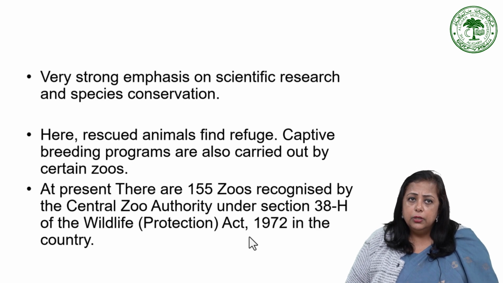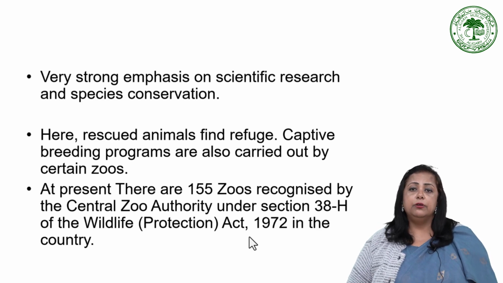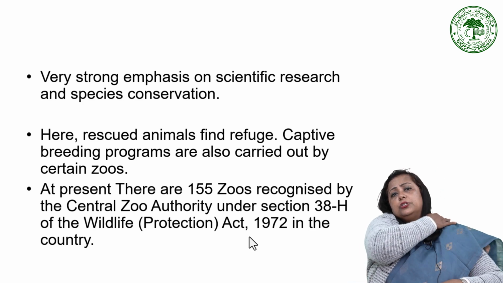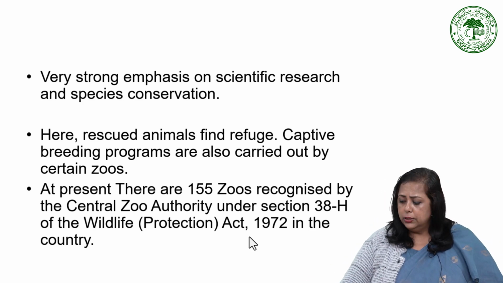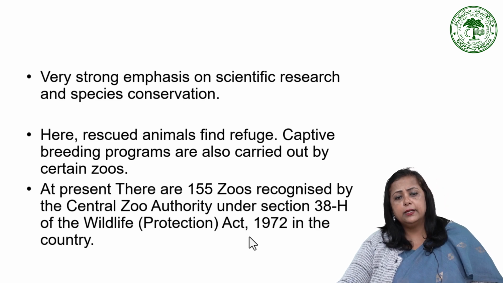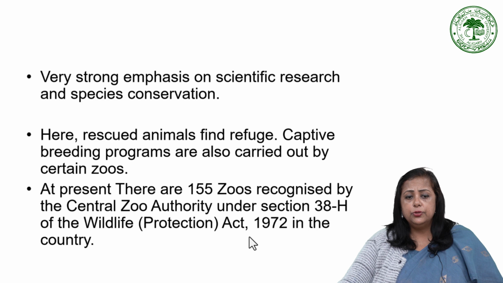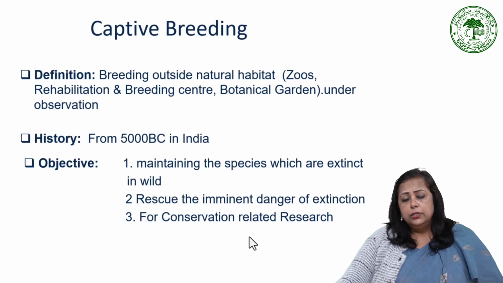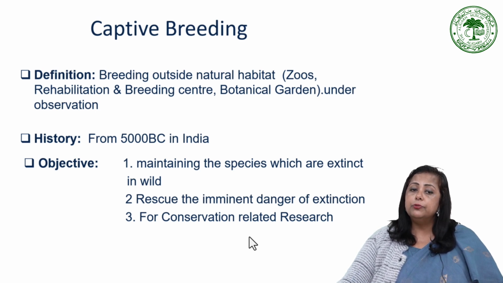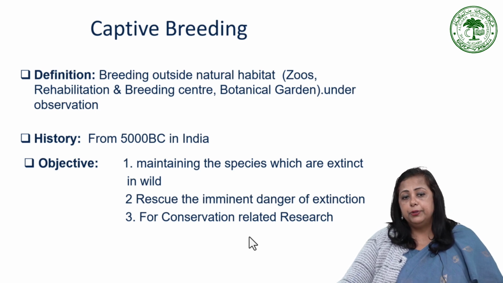So, out of more than 300 zoos, 155 zoos got the recognition, and some small zoos were merged together. So, this was Central Zoo Authority under Section 38H of the Wildlife Protection Act 1972 in the country. The second is the zoos are also involved in the captive breeding program. When the population is actually very low in the wild, what we do, we bring some of the population in the zoos and we do the captive breeding.